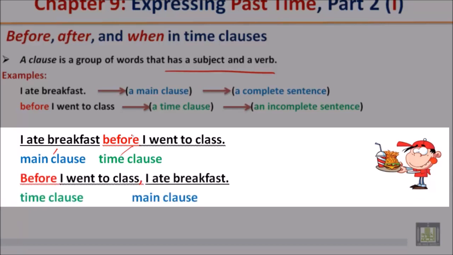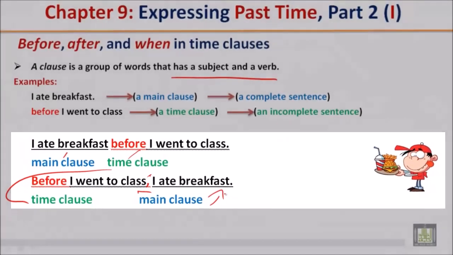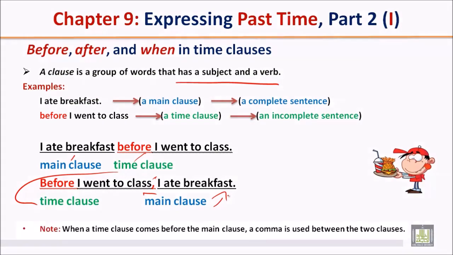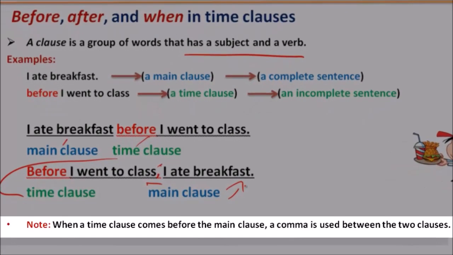Before I went to class, comma, I ate breakfast. Use the comma when the time clause goes in the first position of the sentence and the main clause is at the end. Note, when a time clause comes before the main clause, a comma is used between the two clauses.